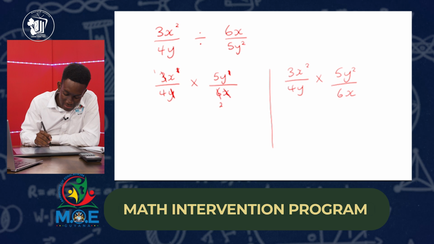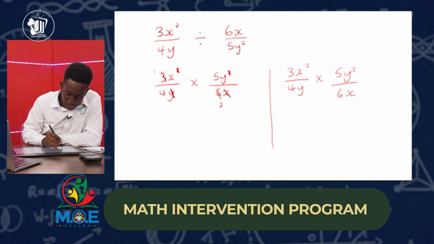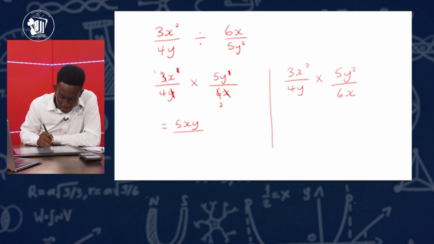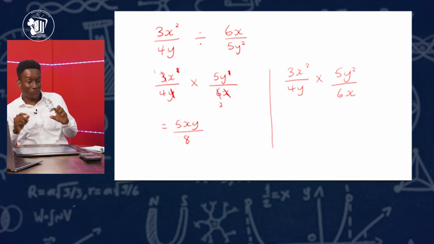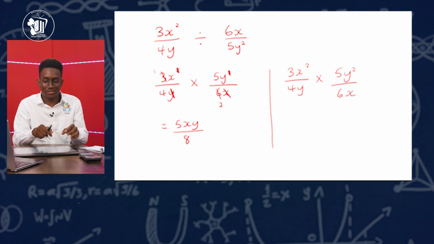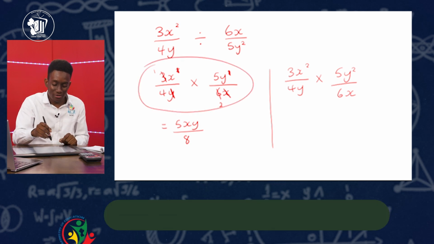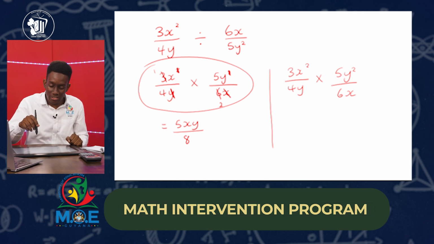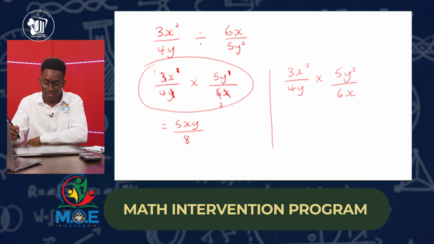So we'll have x times 5y, that would give you 5xy over 4 times 2, which would be 8. So our answer, when we finish simplifying and multiplying, is 5xy all over 8. So let's do the other thing now. Let's multiply and then simplify.